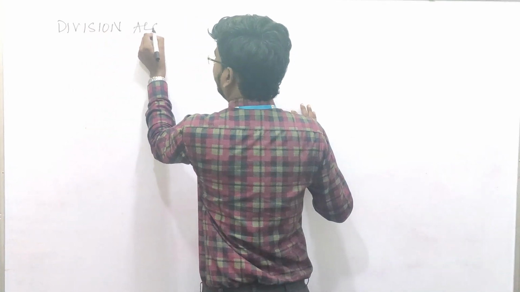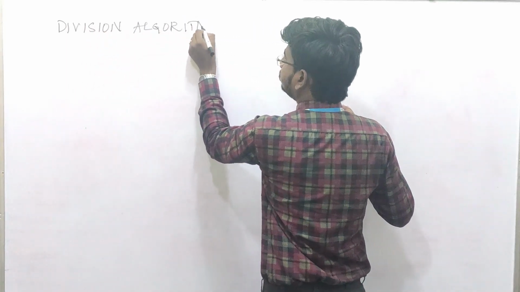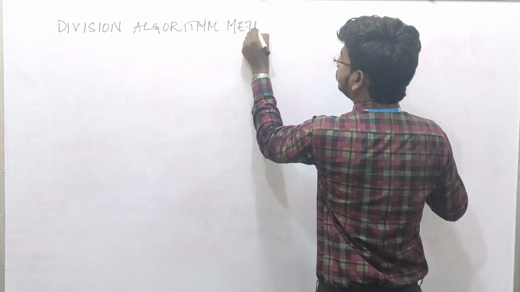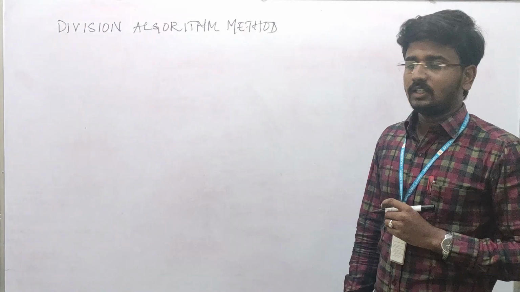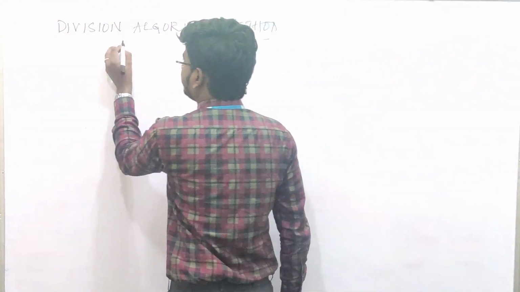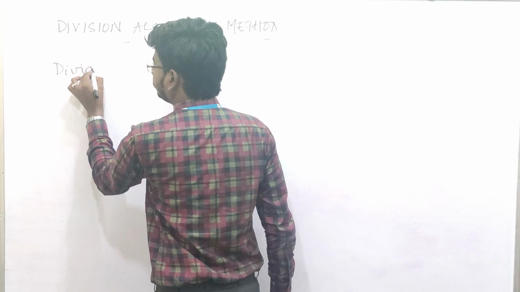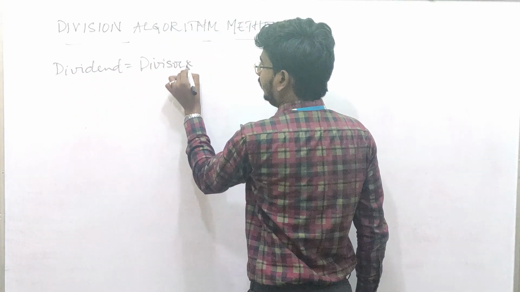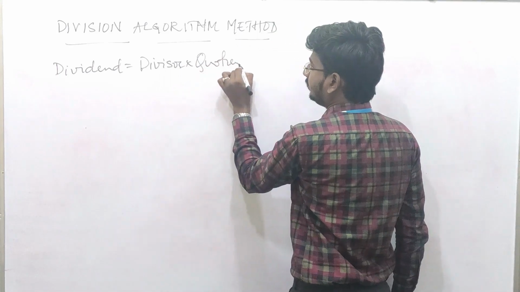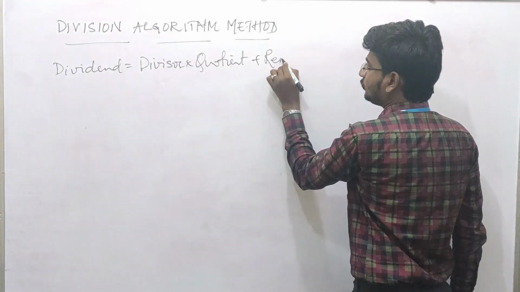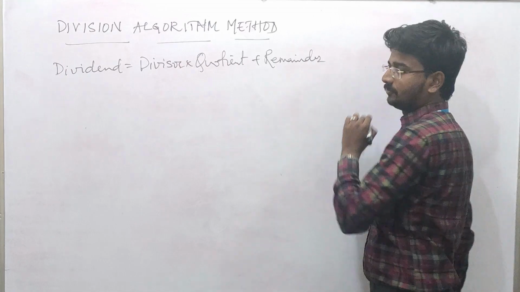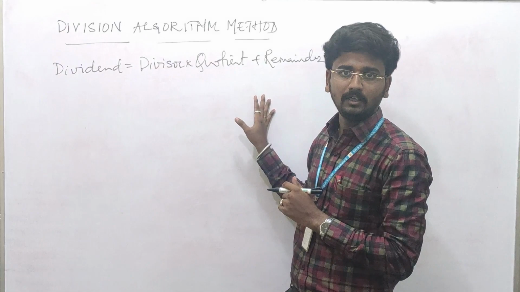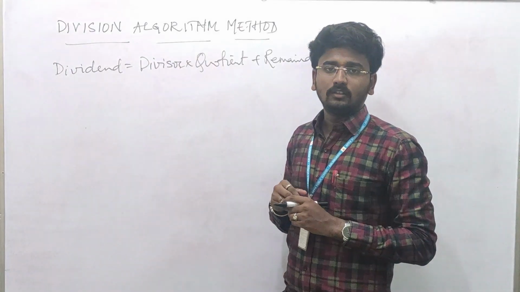Division algorithm method. From childhood, you have learned something called dividend is equal to divisor into quotient plus remainder. So you all are familiar with this. There was some dividend. When you divide it with the divisor, you get a quotient and remainder for some constant numbers.